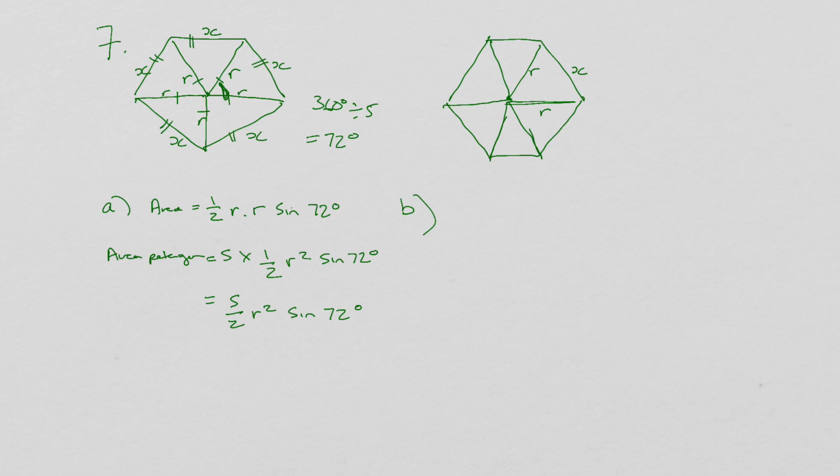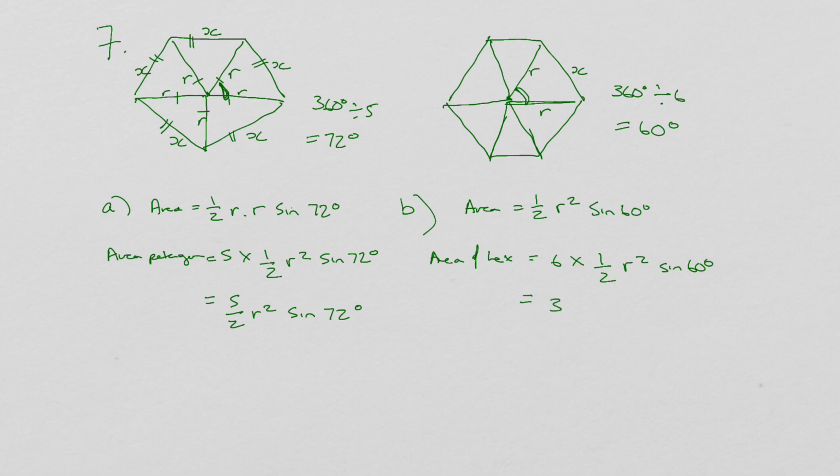Then we want the area of a hexagon. It's going to be exactly the same, except this angle over here is now going to be 360 divided by 6, because obviously it's broken into 6 equal pieces. So that's 60 degrees. So the area of a single triangle will be a half r squared again, and then sine of 60 degrees. And then the area of the hexagon is going to be 6 times a half r squared sine 60 degrees. So this should be enough for you to now work out a general formula.